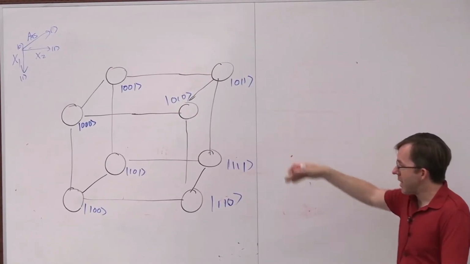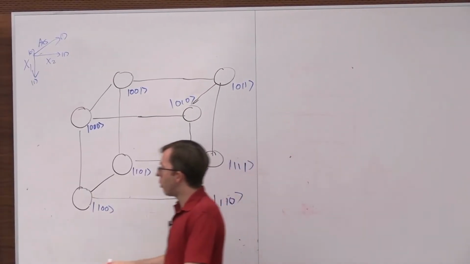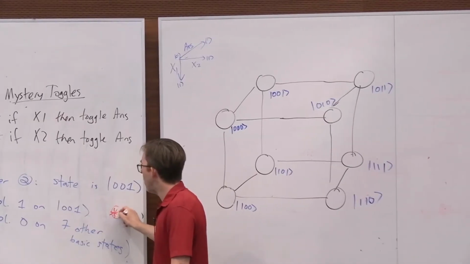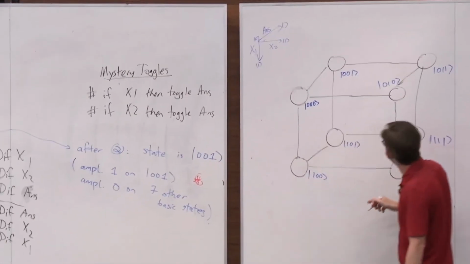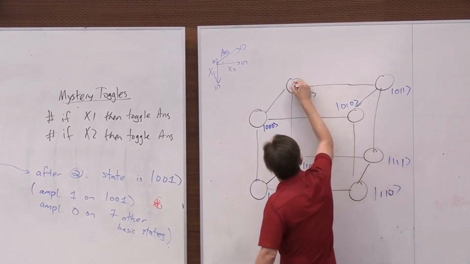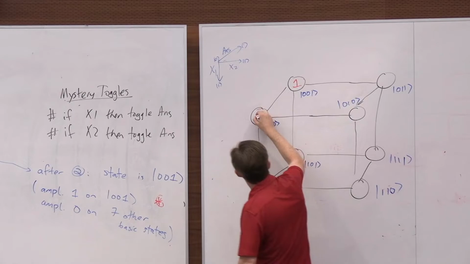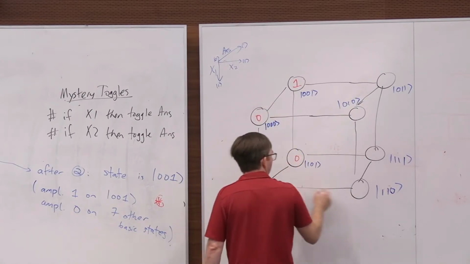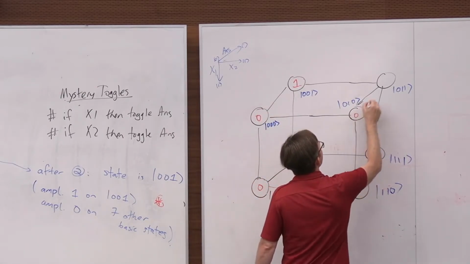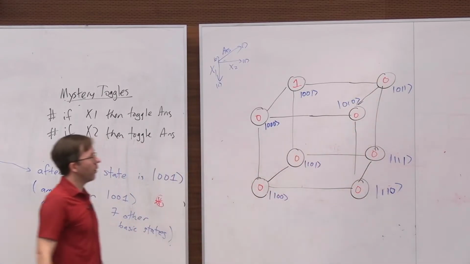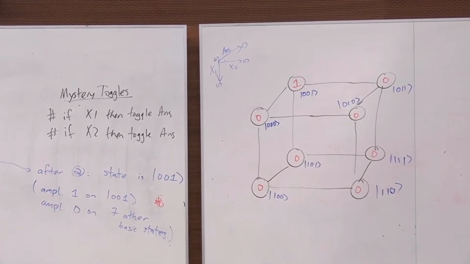So this depicts all the basic states, and let's write in the amplitudes for where we are. Right now we're here, and we have 1 amplitude on 0, 0, 1, which is somewhere here. 1. And we have 0 amplitude on everything else. So let's just write zeros, okay? 0, 0, 0, 0, 0, 0, 0. Okay, so it's kind of a crazy diagram, but this diagram is illustrating our current state.